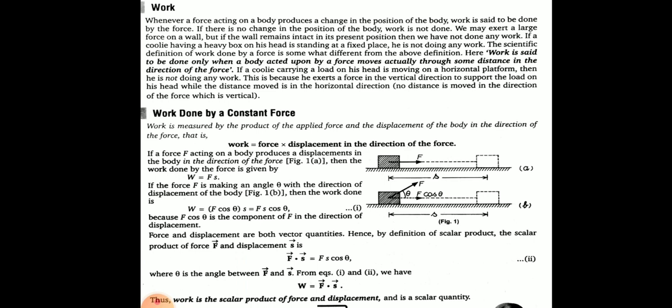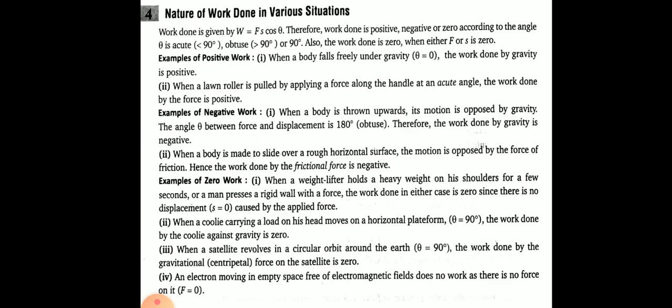Fs cos theta is the magnitude of vector F dot vector S. So work done can be represented in vector form by the dot product, that is, work is equal to vector F dot vector S. Very clearly, work depends on three factors: force, displacement and the angle between force and displacement.